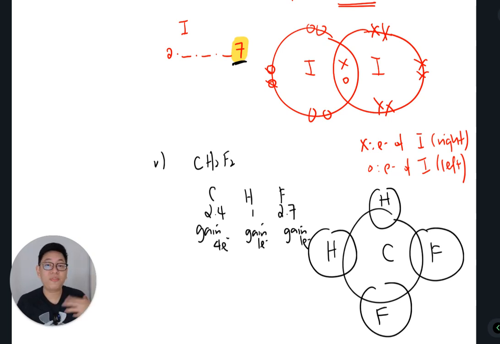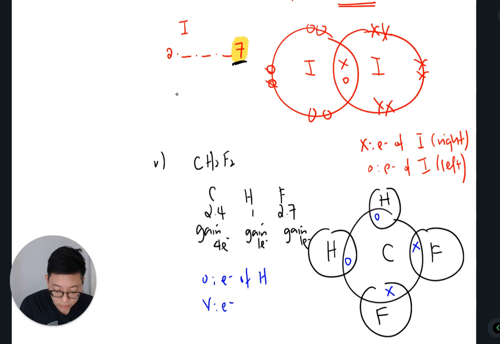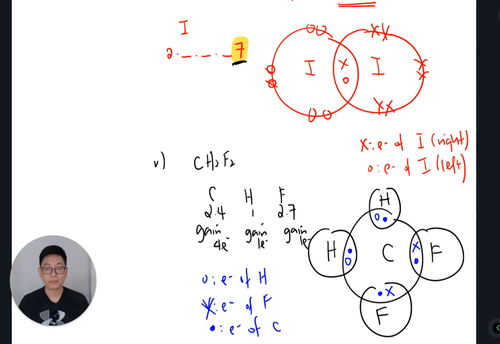Because carbon needs to gain 4 and there are 4 side atoms, it will take 1 from each side atom: 1 from each fluorine, 1 from each H. I'm going to let circles be electrons of H, and crosses be electrons of fluorine. After taking 1, it needs to put in 1 of its own, so it shares 4 dots, shaded electrons of carbon. Carbon is now stable. H only has 1 electron, so when it gains 1, it's also stable. We just need to complete the diagram for fluorine, 2, 3, 4, 5, 6, 7, and again 2, 3, 4, 5, 6, 7. That's it.